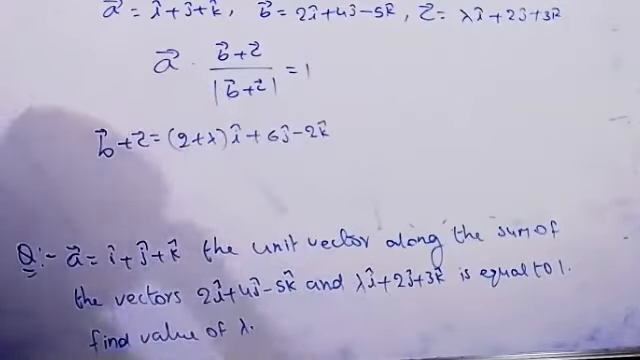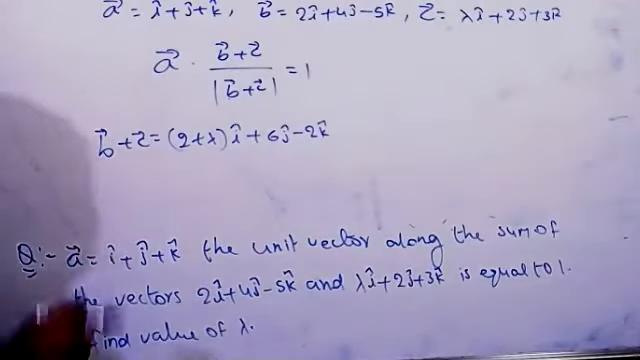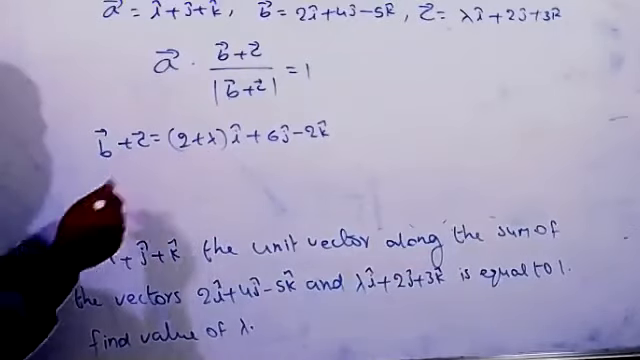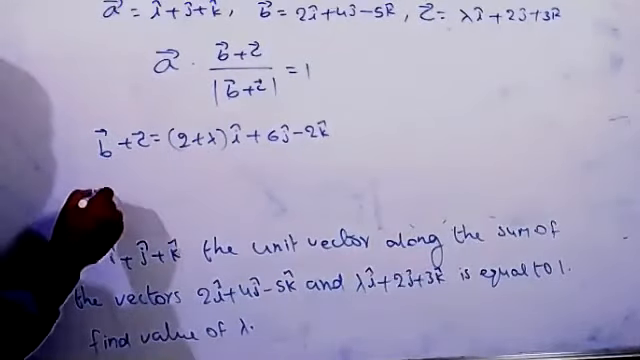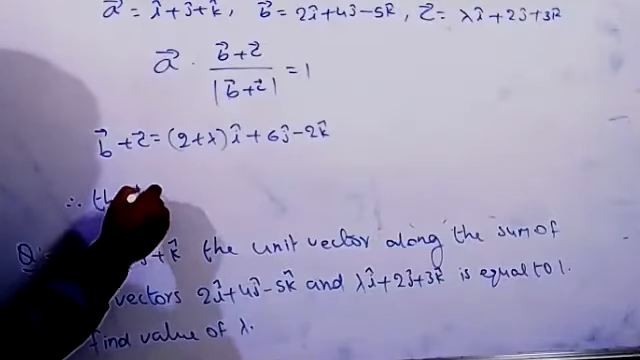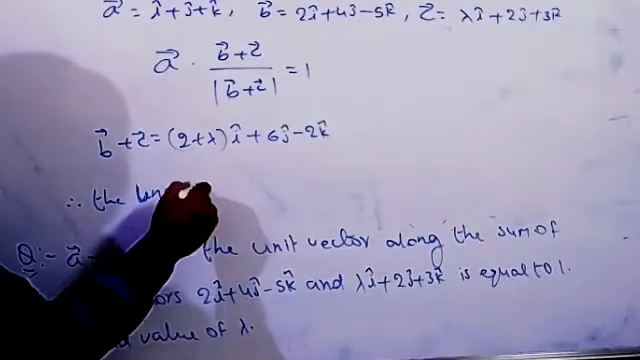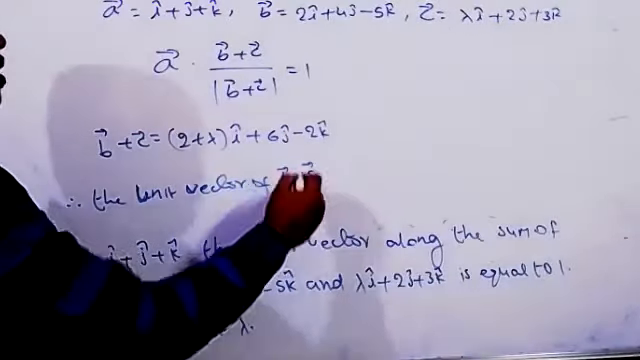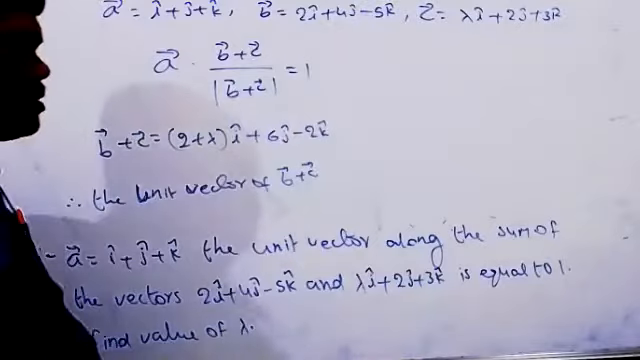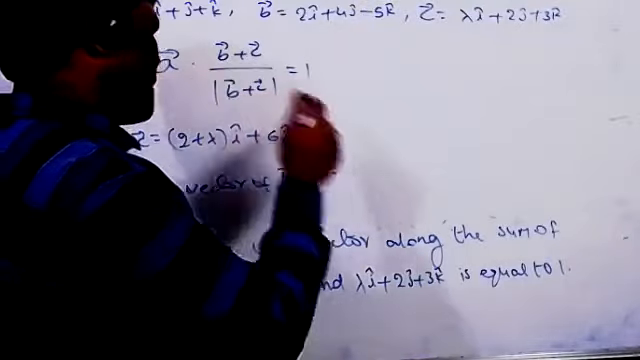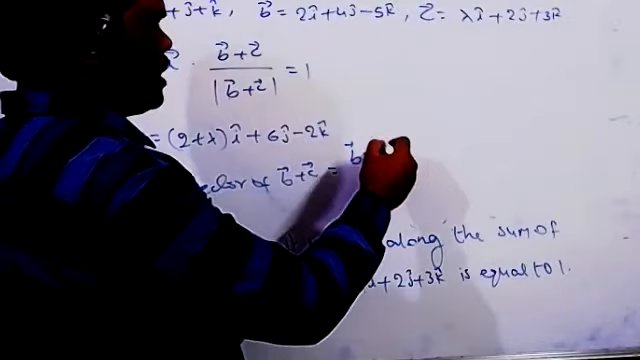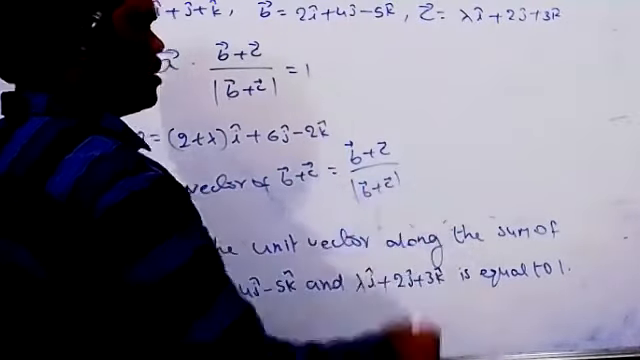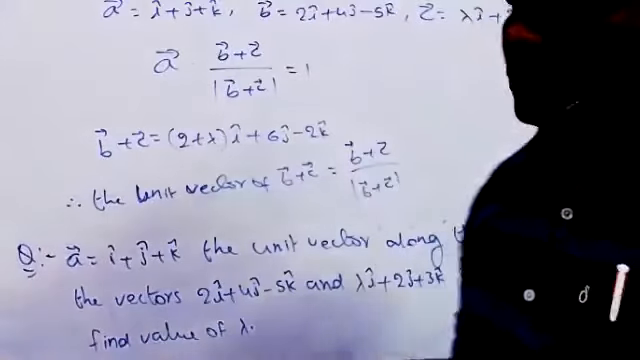6j minus 2k. This is B plus C. So first you can find the unit vector of this one. Therefore, the unit vector of B plus C, the sum of the two vectors, you can write clearly as B plus C whole by the magnitude of these two vectors.